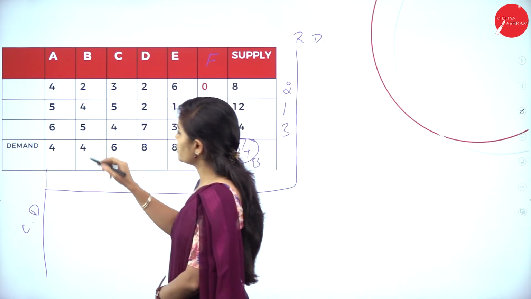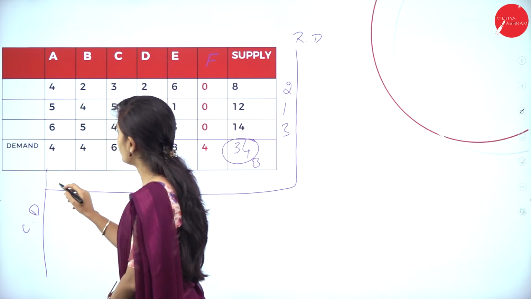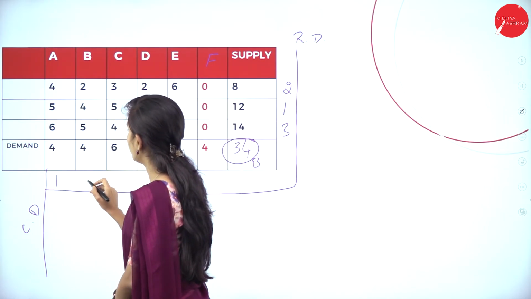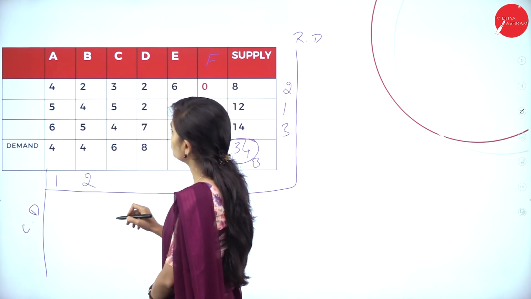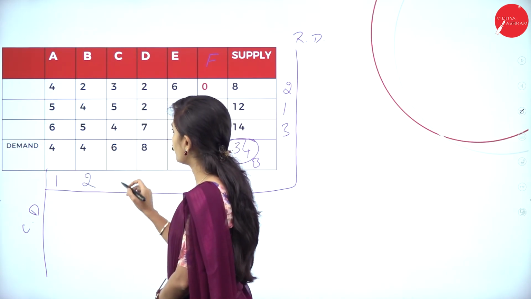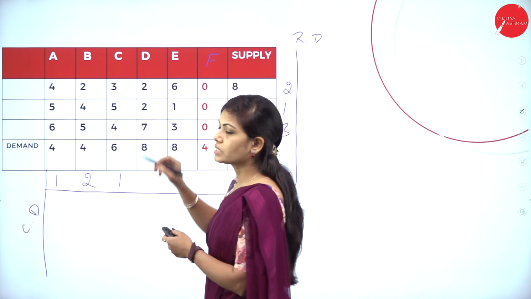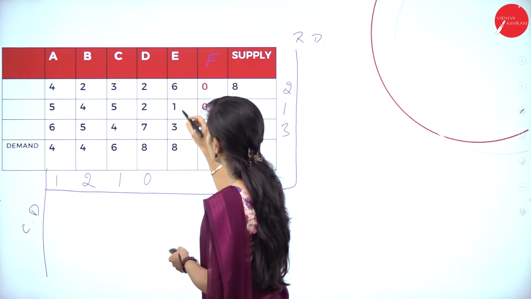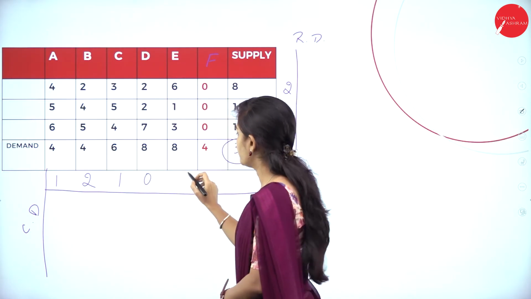And in column difference, 4 and 5 is the least value, difference is 1. Again, 2 and 4 is the least value, difference is 2. 3 and 4 is the least value, difference 1. 2 and 2 is the least value, difference 0. 1 and 3 is the least value, difference is 2.